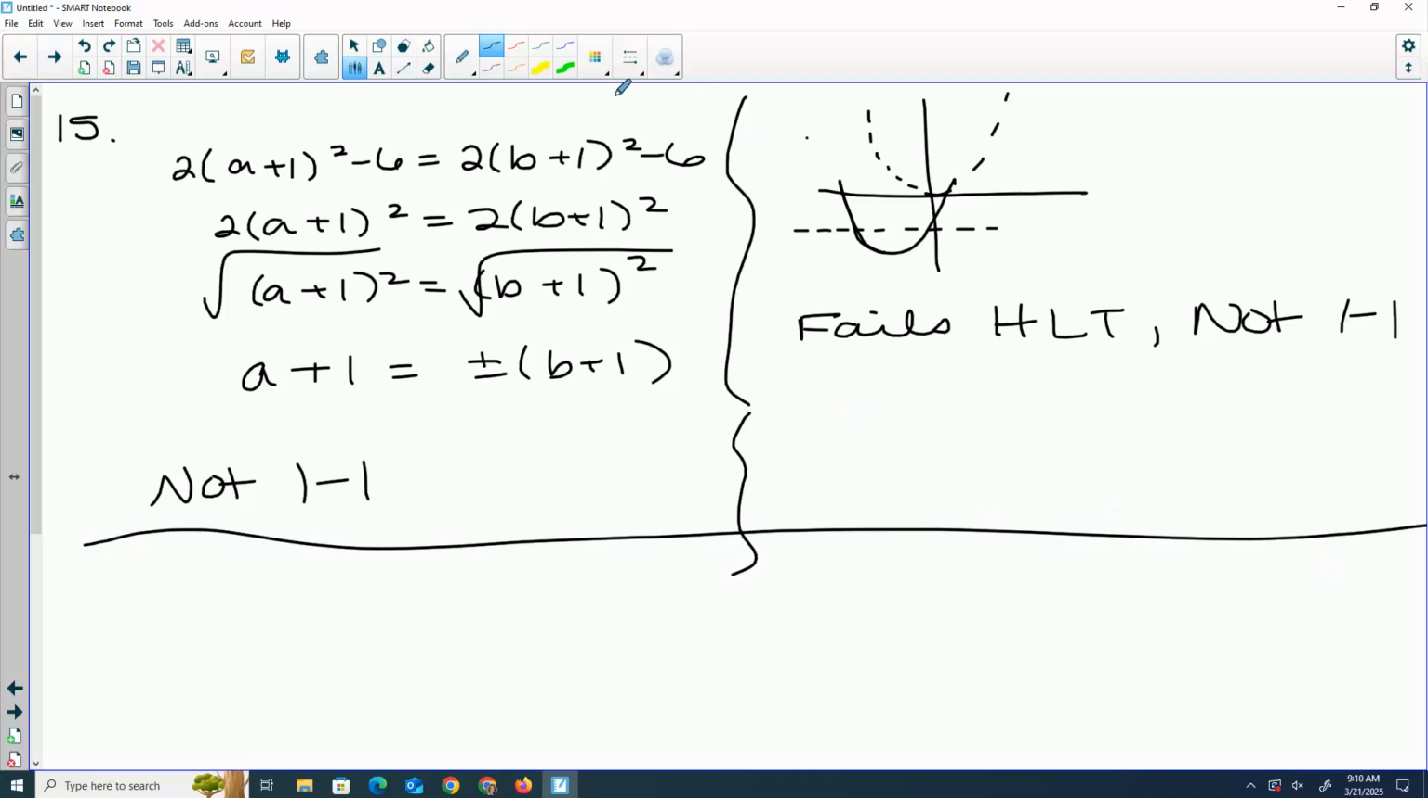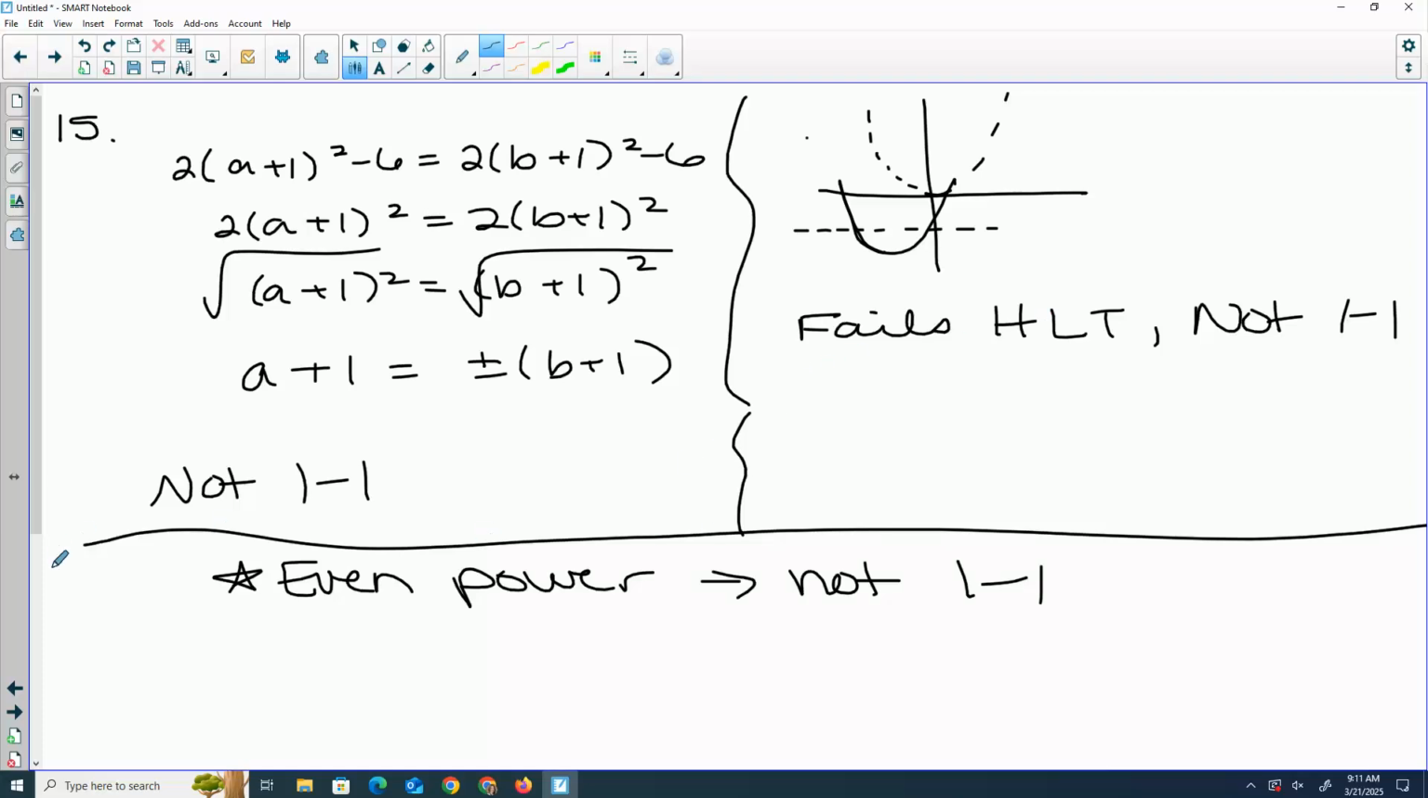You could also just tell me, what have we talked about with these? Is there a way to look at that equation and know? Yeah. We have said even power means it will not be 1-to-1, because when you solve, you get the plus or minus, or when you look at the graph, it always fails that horizontal line test. So even if you just told me in words, it has an even power, so it's not 1-to-1, that's fine. I don't care which of those methods you choose, but you have to tell me something. Don't just say yes or no. Justify your answer in some way.